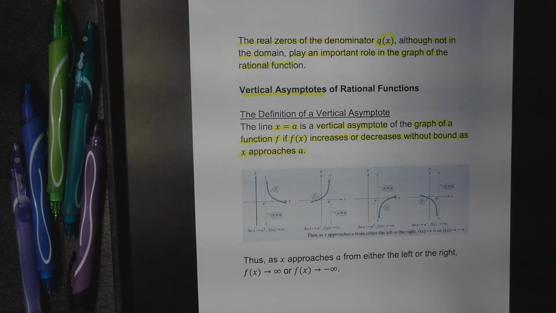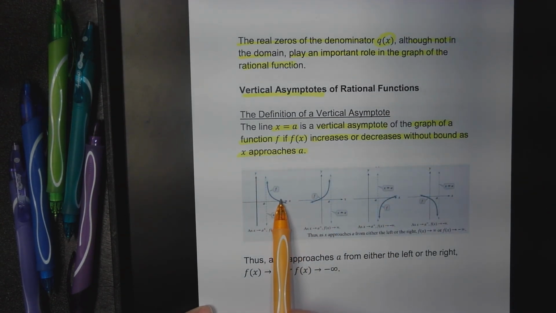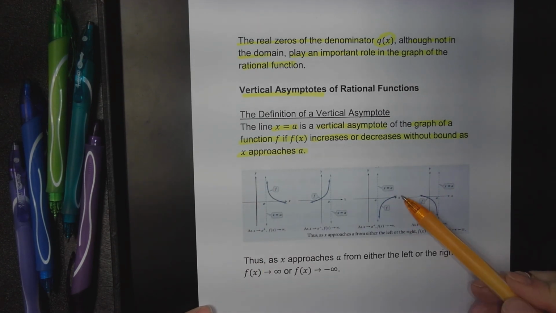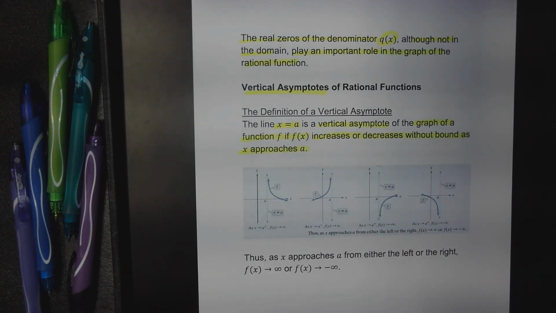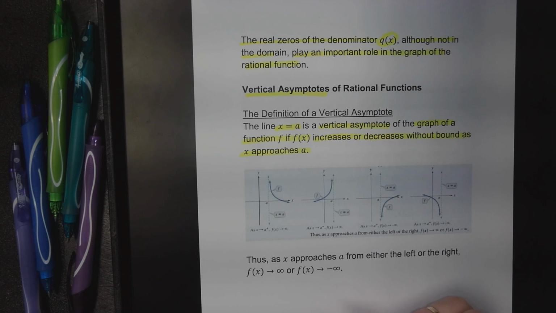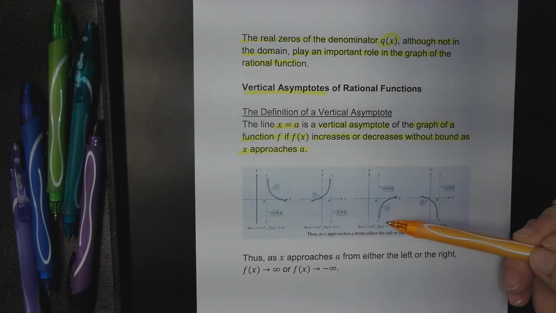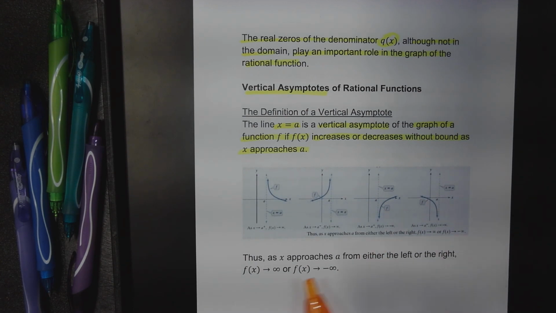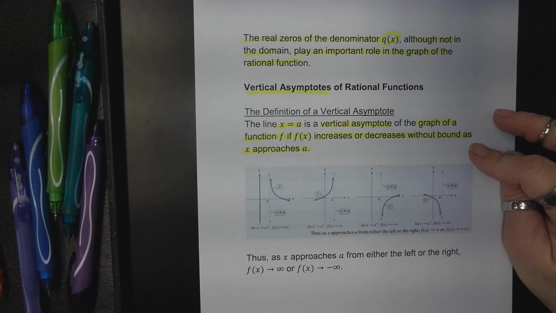So what this means is at x equals a, there's like this little imaginary line. As your graph approaches it, it'll shoot off to infinity, either one direction or the other. And that is your vertical asymptote, okay? Thus, as x approaches a from either the left or the right-hand side, f of x will go to positive infinity or negative infinity. So this is your f of x. And as it approaches your vertical asymptote, it will either go to negative infinity or positive infinity. Doing that every single time. It's pretty cool. Your graph will never cross your vertical asymptote. Okay?